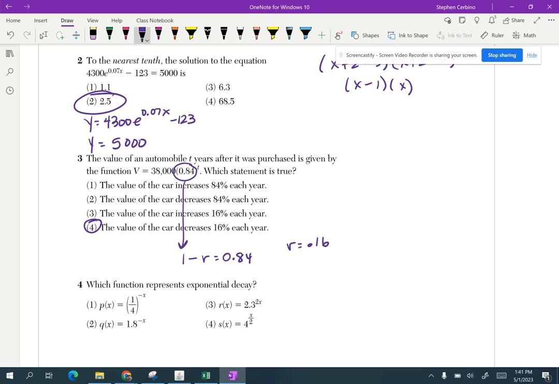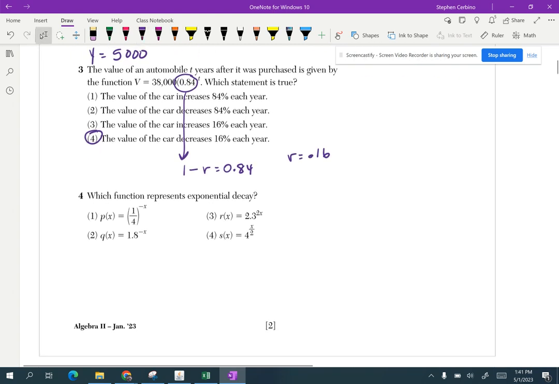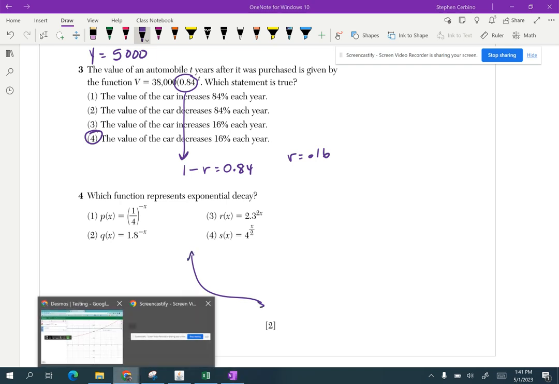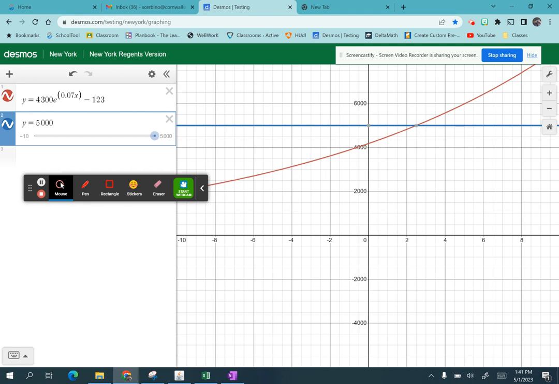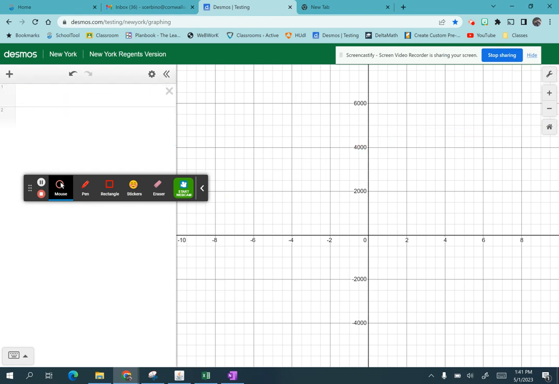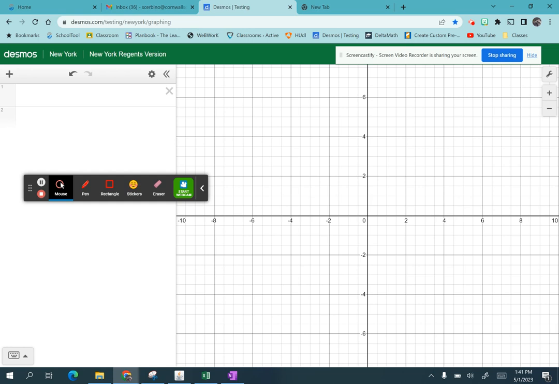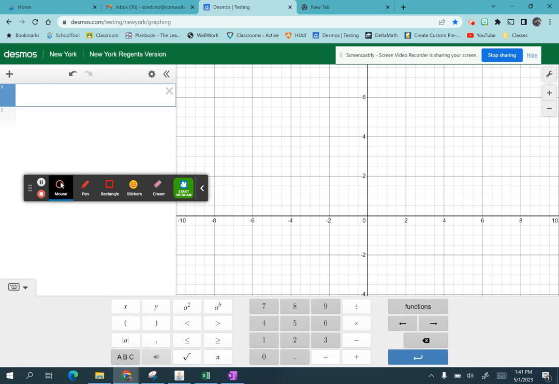Okay, number 4 is another graphing question. Yes, there are rules to determine which of these is exponential decay, but since it's multiple choice, I want to just graph them all. So if I start graphing them, I'm looking for one that's going to decrease, right, from left to right. So if we go to Desmos again, clear what's in there. I'm going to hit the home button because I don't think we need up to 5,000 for this one, but we'll see. Instead of p of x, I'm just going to use y to make my life easy.